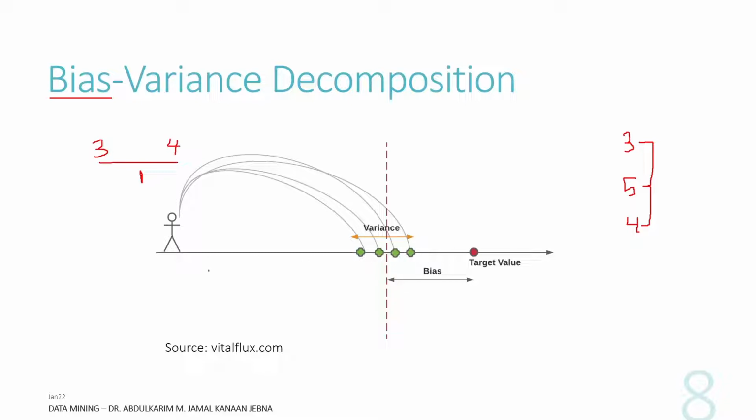And the figure shows the same thing. The green ones are the predicted values. With variance, we are measuring the difference, or in other words the distribution, among these figures, while with bias we are measuring how far your predicted value is from the target value, or the true value.